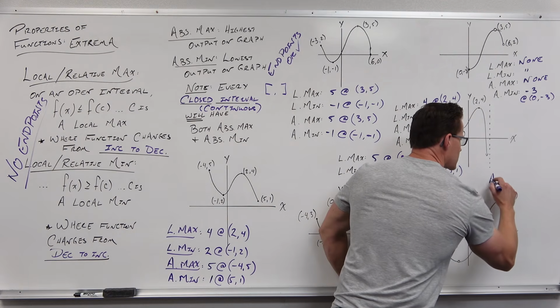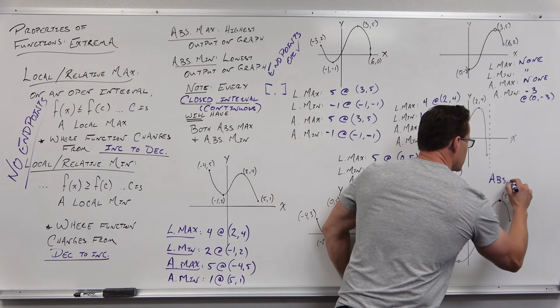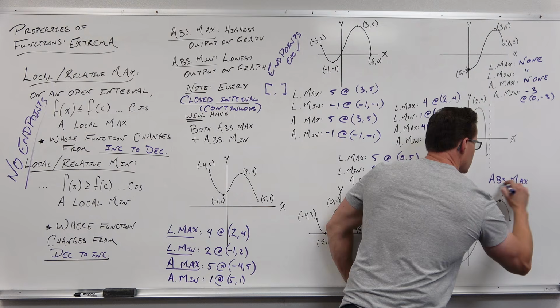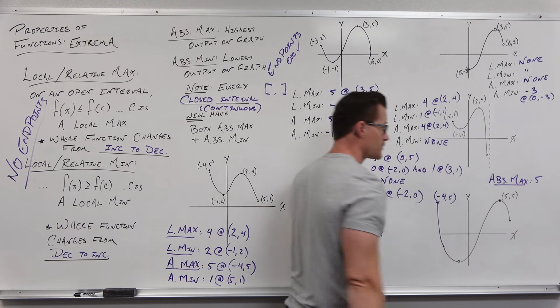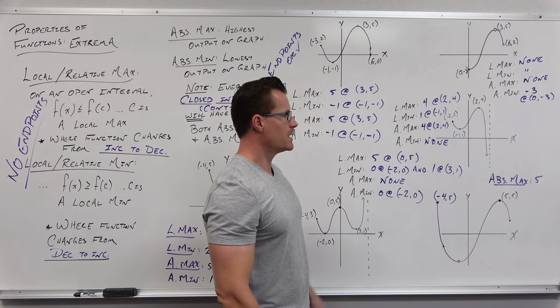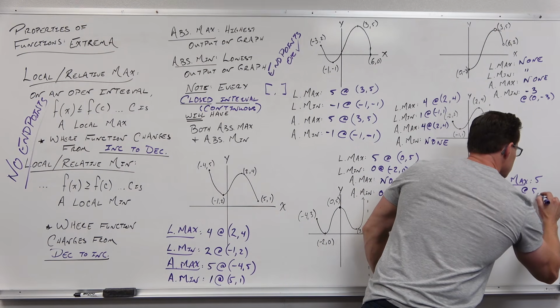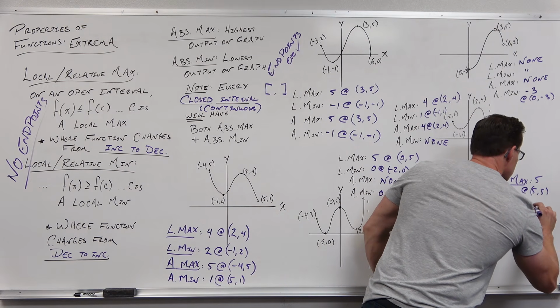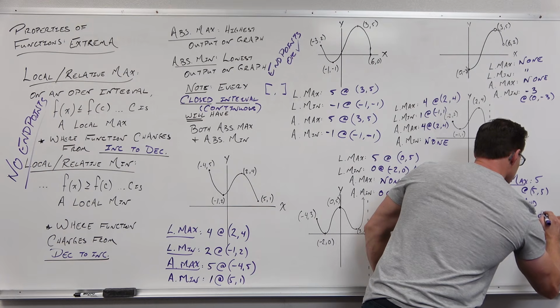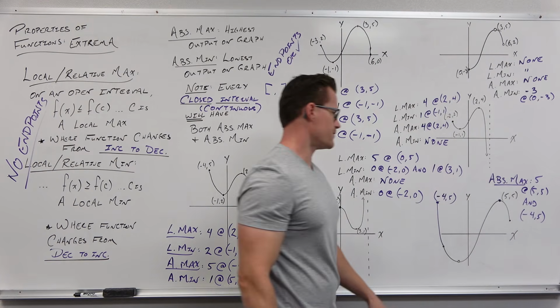So an absolute max here is 5. That's the highest value. It occurs at 2 different places. At 5, 5, and negative 4, 5.